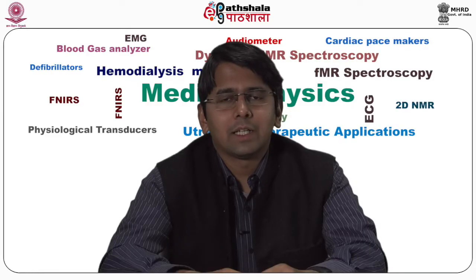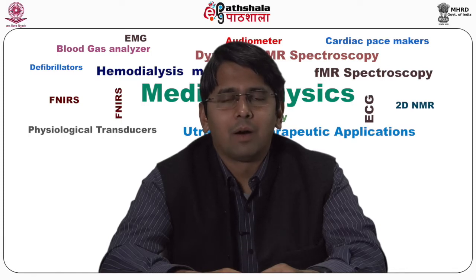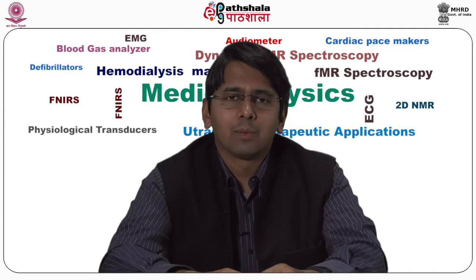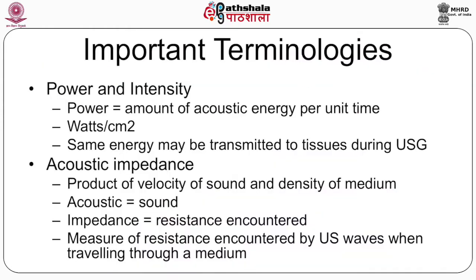The power and intensity are important parameters to know in ultrasonography because the same power and intensity is transmitted to the tissues when we are putting in an ultrasound probe. Another important term that we should know is acoustic impedance. Acoustic impedance is the product of velocity of sound and the density of medium.